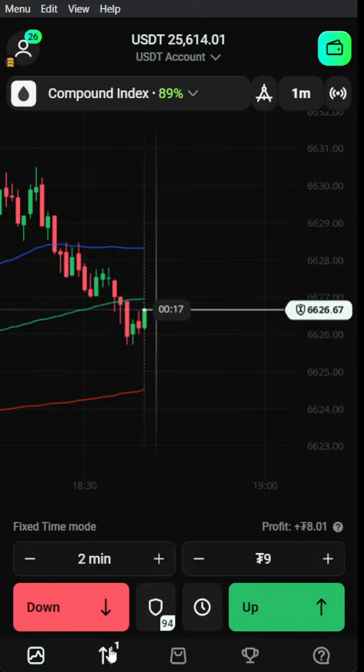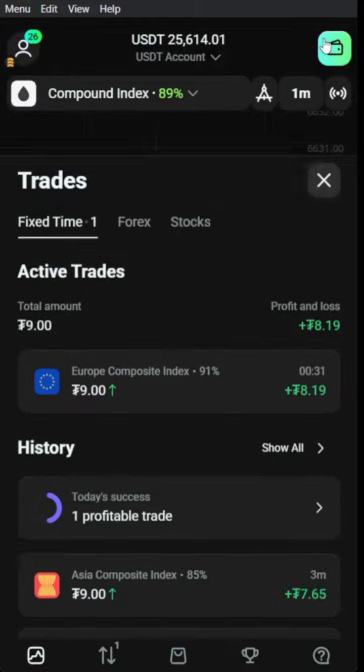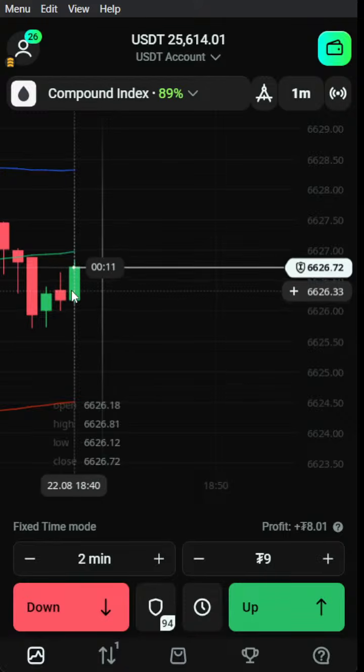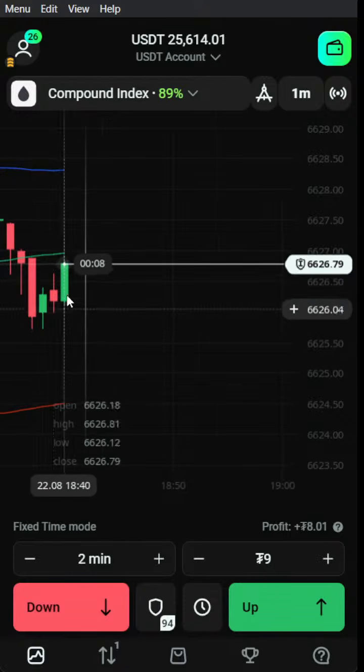No, I am still on time. I have still entered the trade on time, so nothing to worry about, dear. Okay, so we see that this reversal is coming over here. Why? It crossed and it reversed.